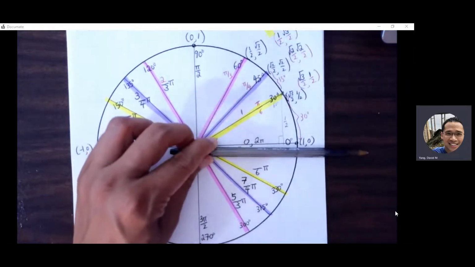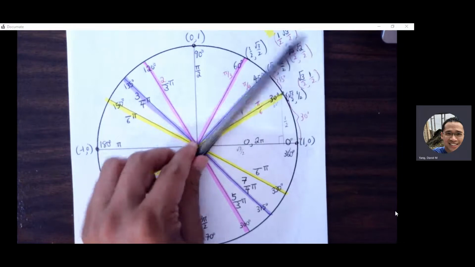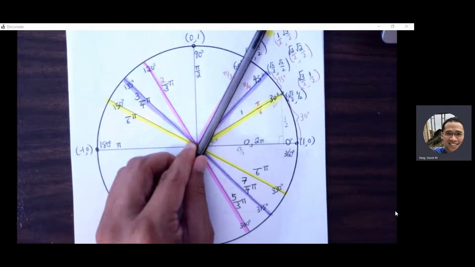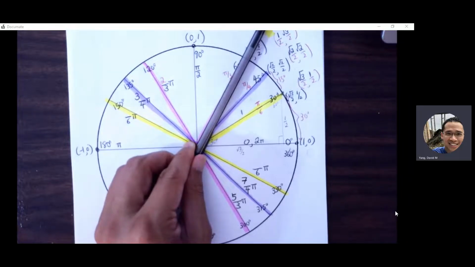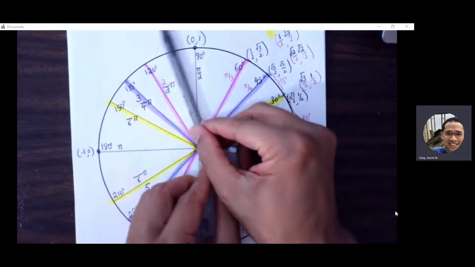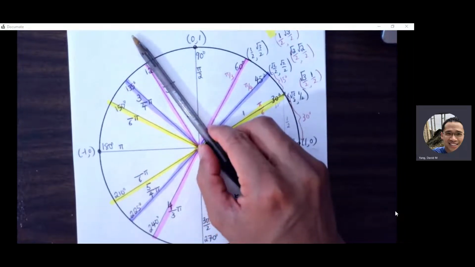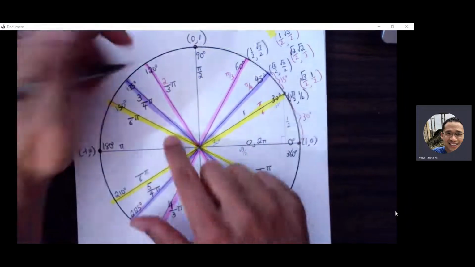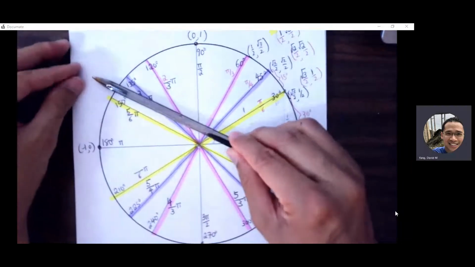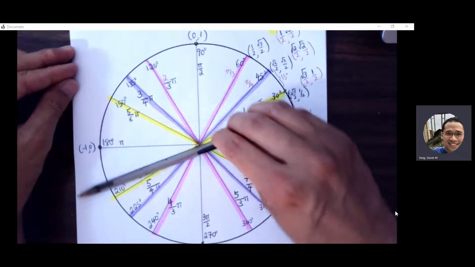So 0 plus 1/6 is 1/6. Plus 1/6 is 2/6. 2 over 6 reduces to 1 over 3. We already have pi over 3 filled out. We'll leave that alone. 2/6 plus 1/6 is 3/6. That's a duplicate. 3/6 plus 1/6 is 4/6. That's a duplicate. 4 over 6 plus 1/6 is 5/6. So there we go, we have an empty spot to fill in. 5/6 plus 1/6 is 6 over 6. That's a duplicate.